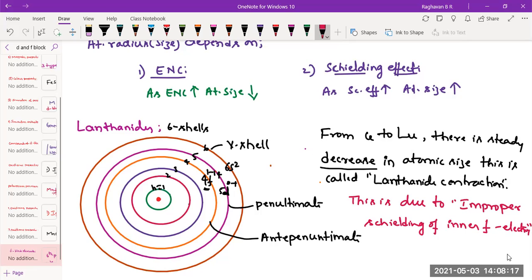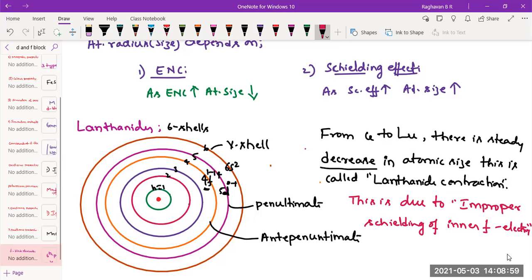Whenever electrons are present in inner F orbitals, they don't shield the influence of the nucleus properly. So the reverse happens. Because of this improper shielding, the influence of the nucleus on the outermost electron increases, though inner electrons become more and more. That's especially because of the complexity of F orbitals, which causes improper shielding. So atomic size decreases. The net decrease is what is called lanthanide contraction.